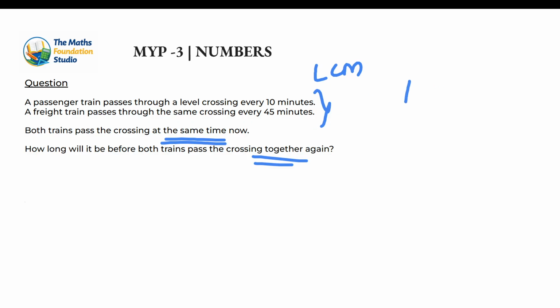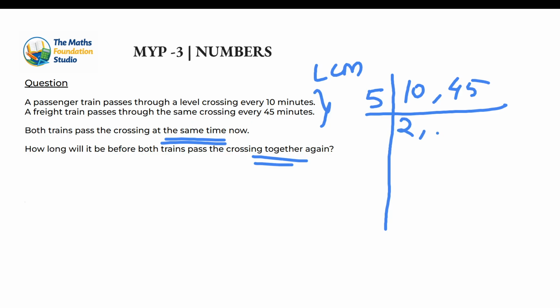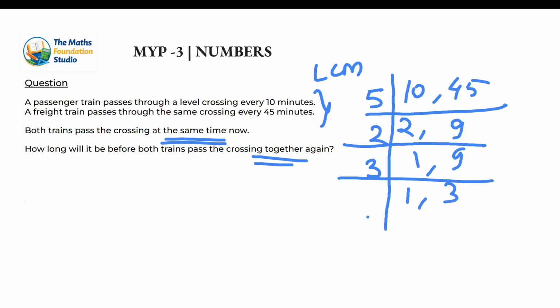So let's try to find LCM of 10 and 45. Let's divide by 5 here. We are getting 2 and 9. Let's divide by 2 here. We are getting 1 and 9. Let's divide by 3 here. We are getting 1 and 3. We are getting 1 and 1 here again.